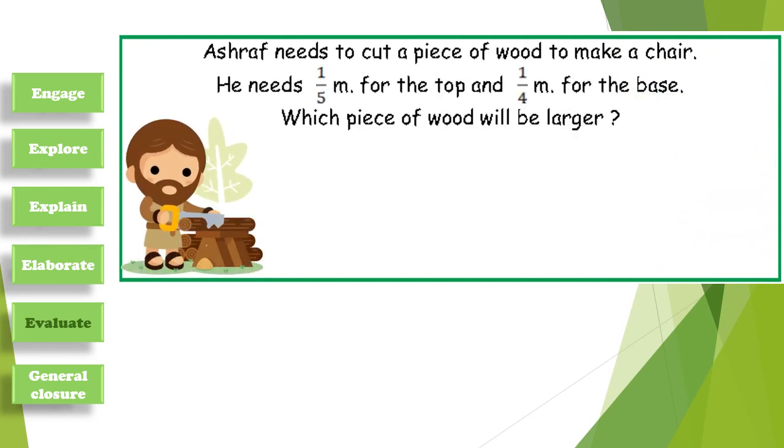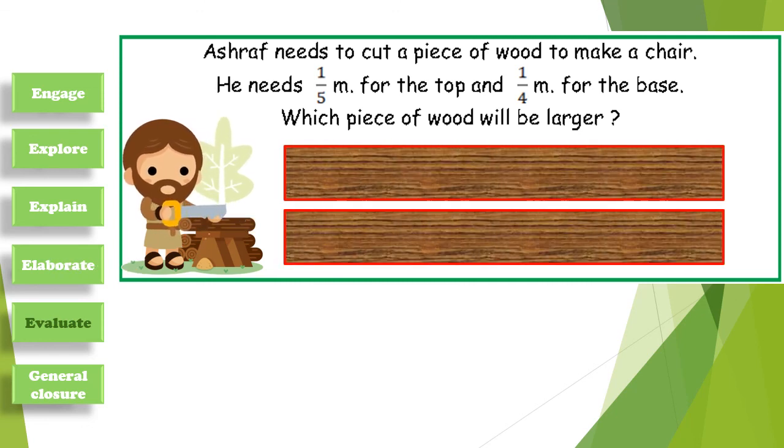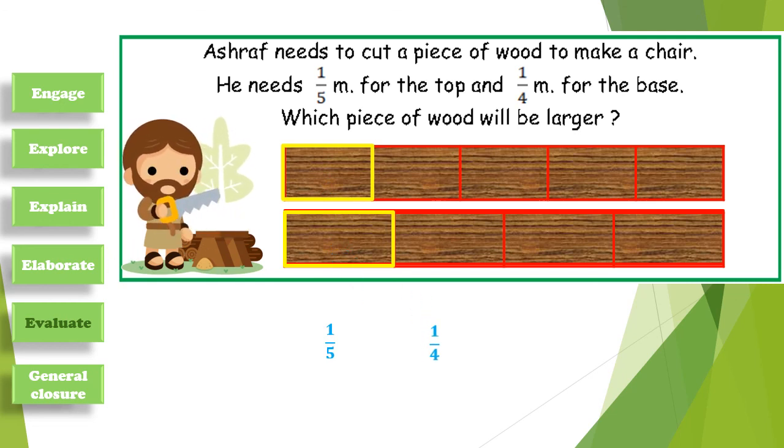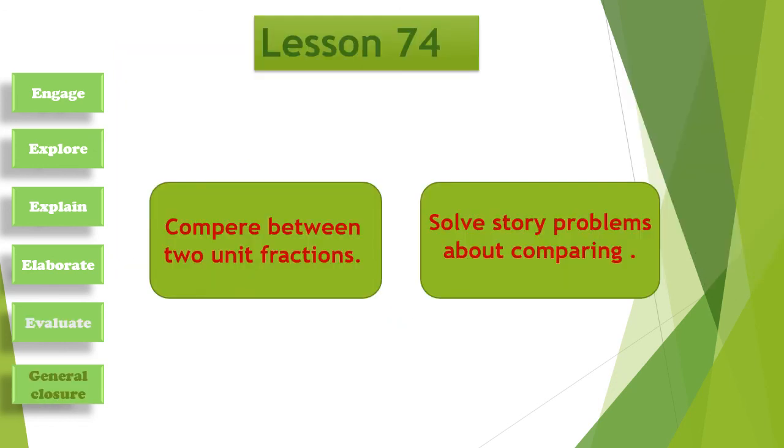Ashraf needs to cut a piece of wood to make a chair. He needs a meter for the top. So there are 2 parts of wood. The first one he cuts into 5 parts and takes a fifth, and for the second part he cuts it into 4 parts and takes a fourth. Which piece of wood is bigger, the fifth or the fourth? The one with the smallest denominator is the biggest fraction, the biggest part. So fourth is the biggest.